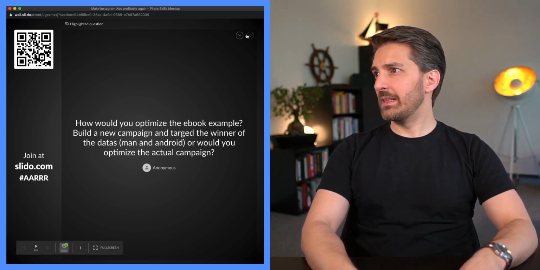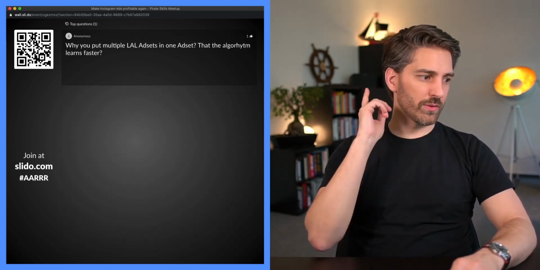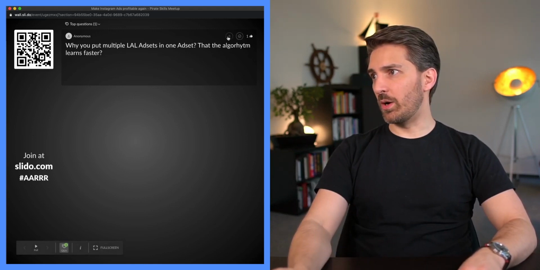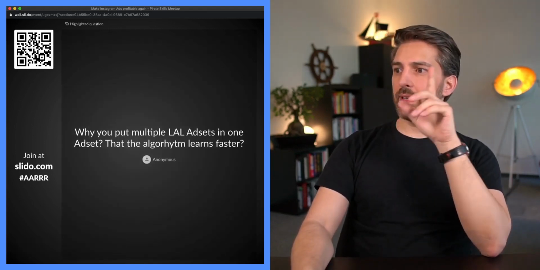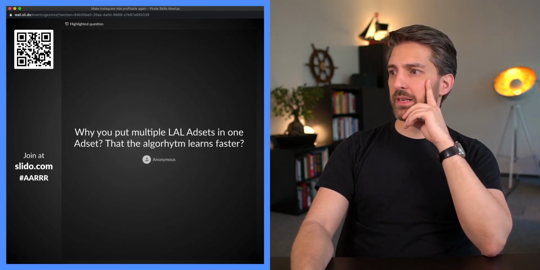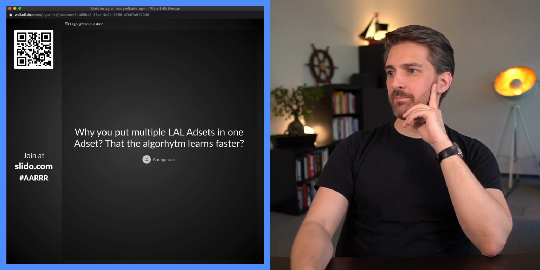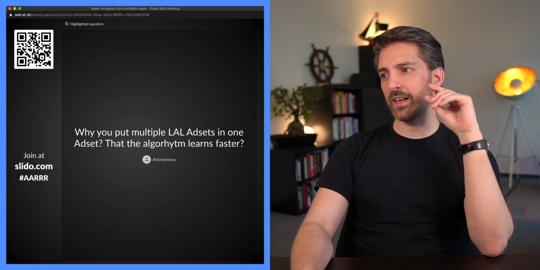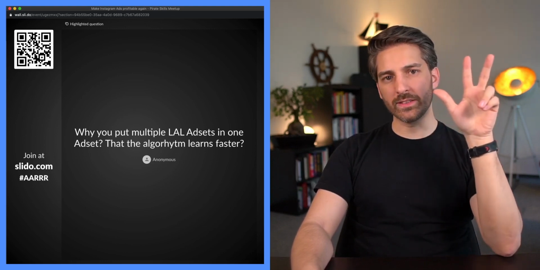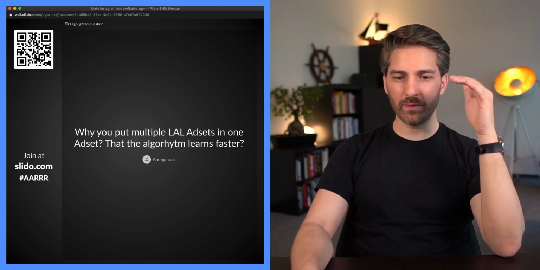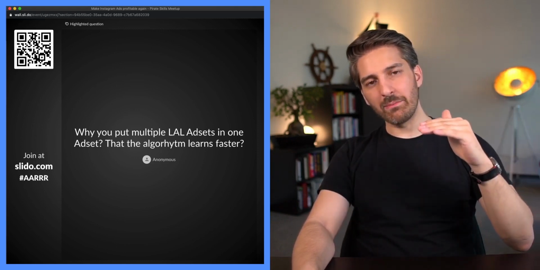Cool. So the last question, but you can add more if you like, but the last question for now is why you put multiple lookalike audiences in one ad set so that the algorithm learns faster. So I showed an example where I had 3 lookalike audiences based on purchase behavior, the 1%, the 2%, and the 3% in the same ad set.